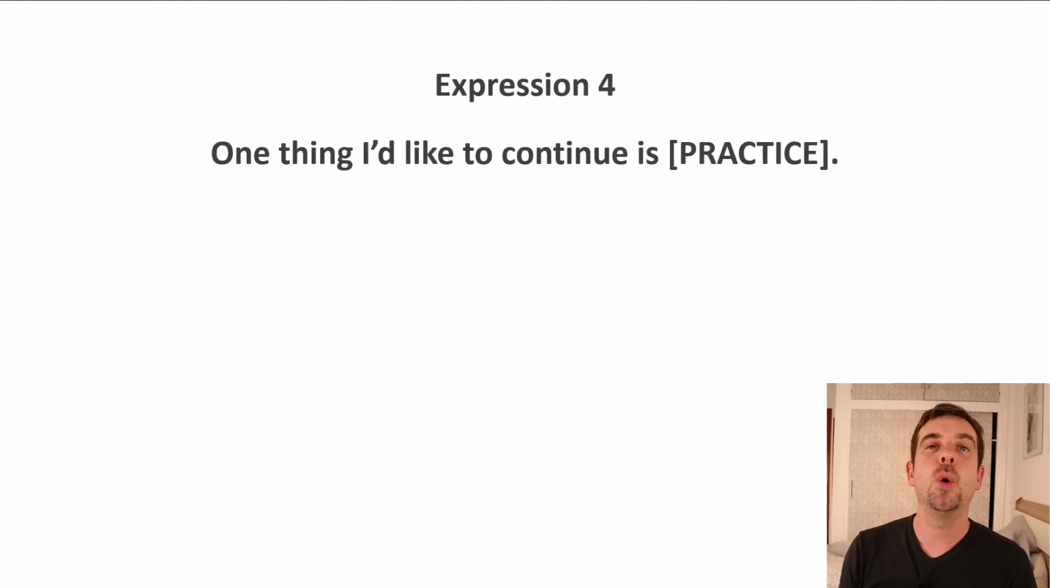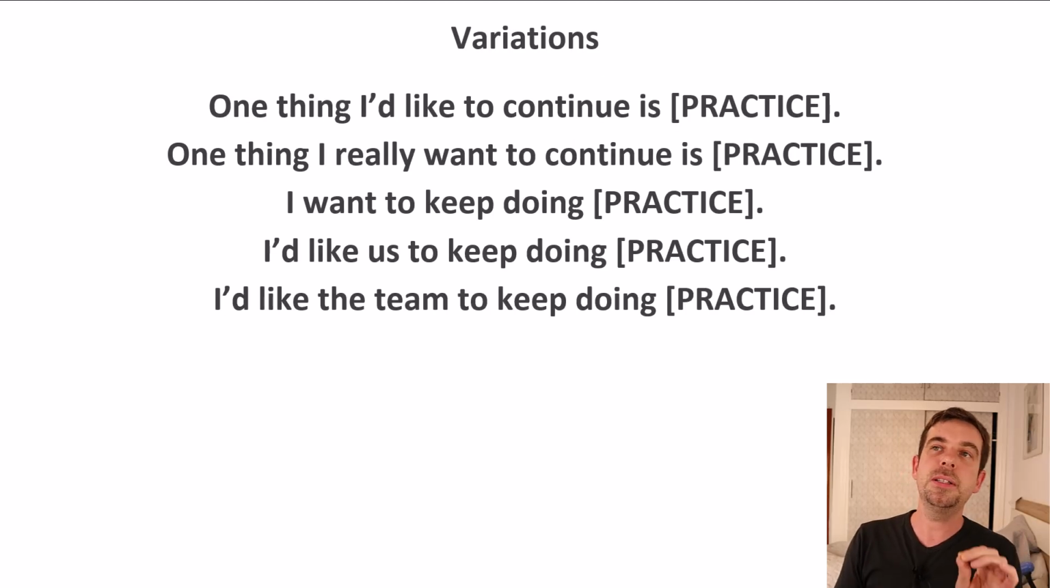Expression 4. One thing I'd like to continue is... and practice. Now, practice in this case talks about a process or a normal action in the company, as in good practice or bad practice, like the rules or procedures. So: one thing I'd like to continue is more pair programming, more code reviews, or something like that. Doing code reviews is a practice. Now we look at the variations: one thing I'd like to continue is, one thing I really want to continue is. So it's very similar.